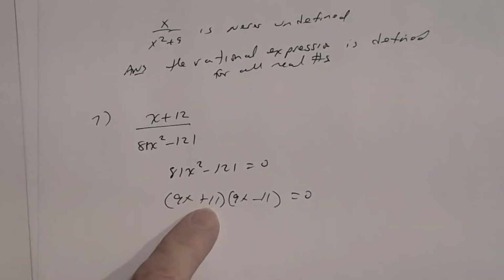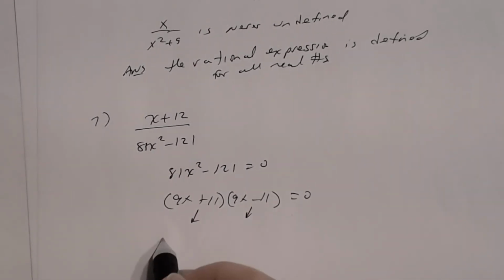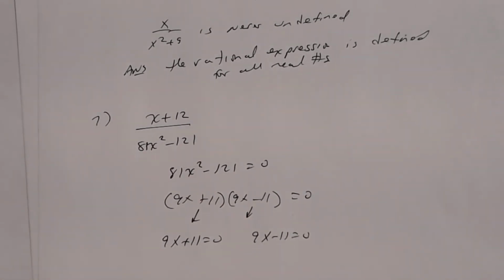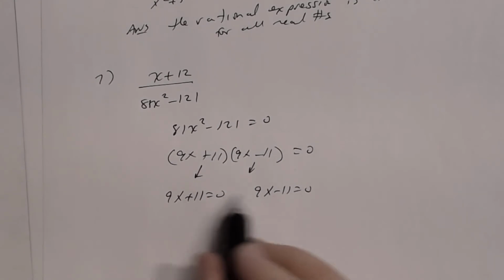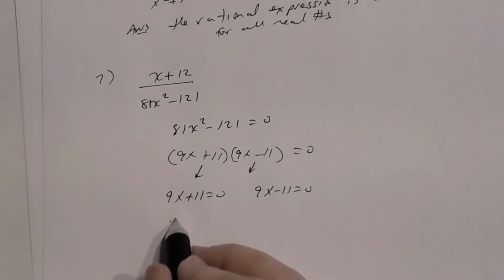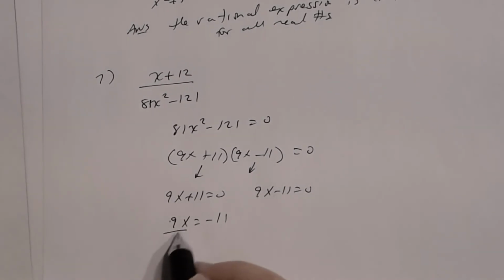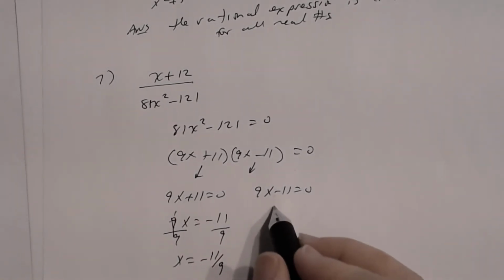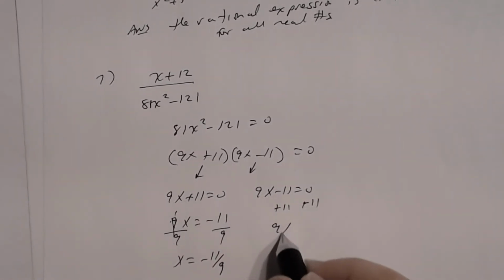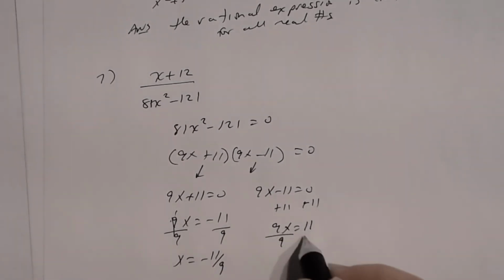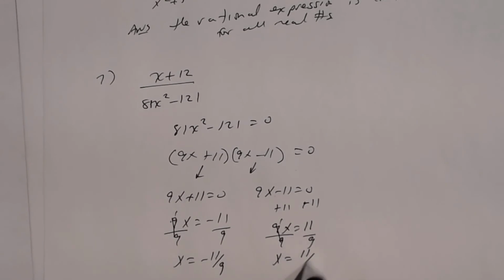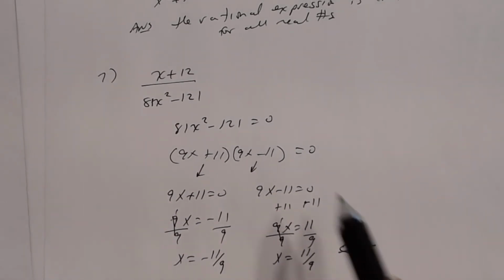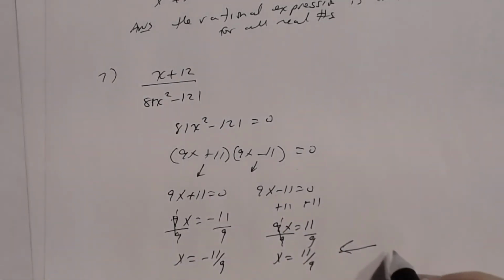Now I can use the zero factor property. I set each one of these equal to 0. So 9x plus 11 equals 0, and 9x minus 11 equals 0. I solve these linear equations. If 9x plus 11 equals 0, then 9x equals negative 11, and dividing both sides by 9, x is negative 11 ninths. Over here, I add 11 to both sides, so 9x equals 11, and dividing both sides by 9, x is 11 ninths. Those two real numbers are the two that make this rational expression undefined. So that's where it's undefined.